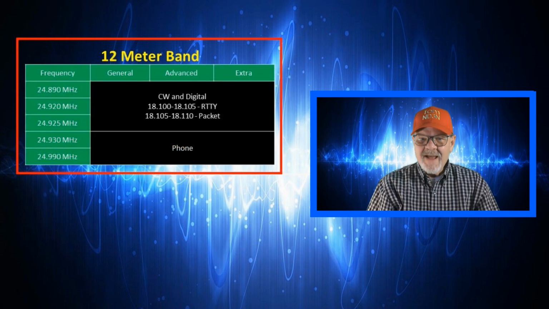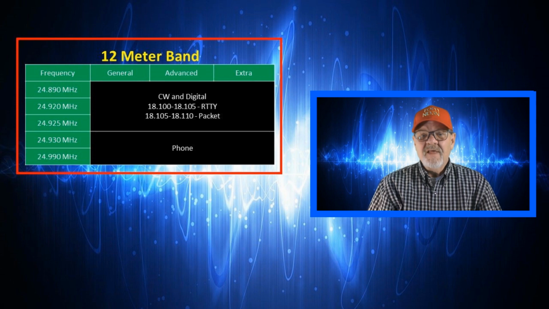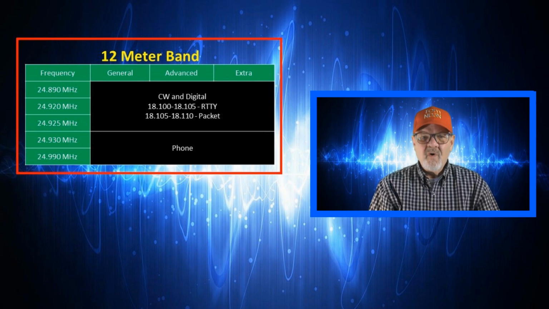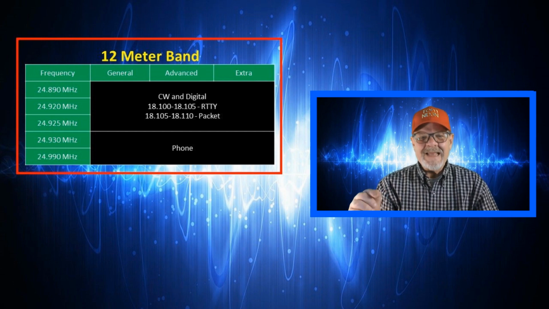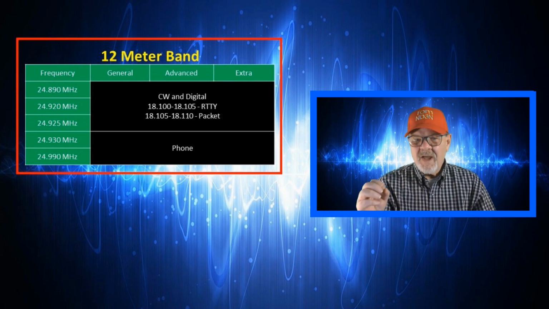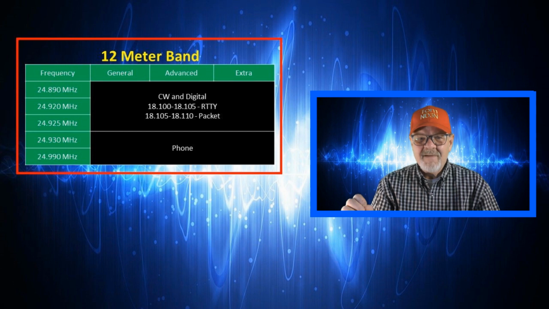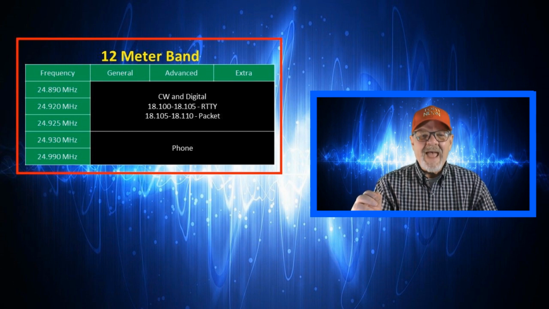For general, advanced, and extra class operators, the 12-meter band allows CW and digital between 24.890 and 24.930 megahertz, with phone allowed between 24.930 and 24.990 megahertz. RTTY is between 24.920 and 24.925, and packet is between 24.925 and 24.930 megahertz.